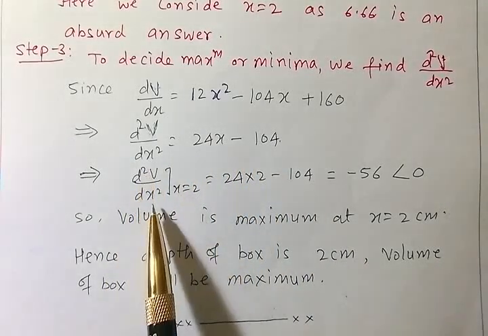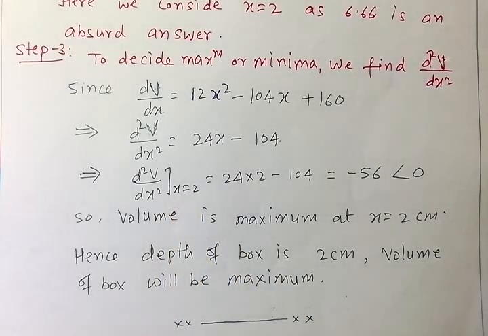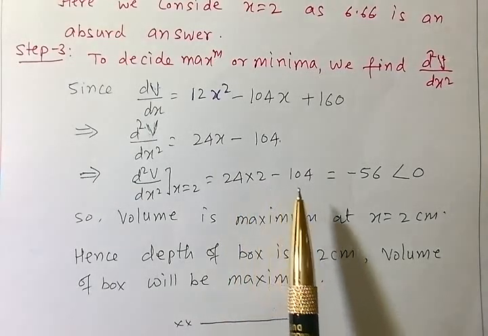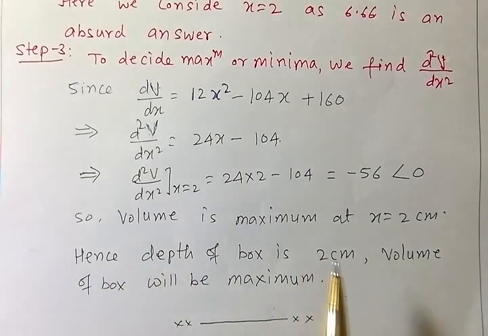Now d2v by dx square at x is equal to 2. Substitute x is equal to 2. So 24 into 2, 48 minus 104 is minus 56. So it has come negative. Once it is negative, that means there is maxima. So we can say that the volume is maximum at x is equal to 2 centimeter. Hence the depth of the box is 2 centimeter for maximum volume.